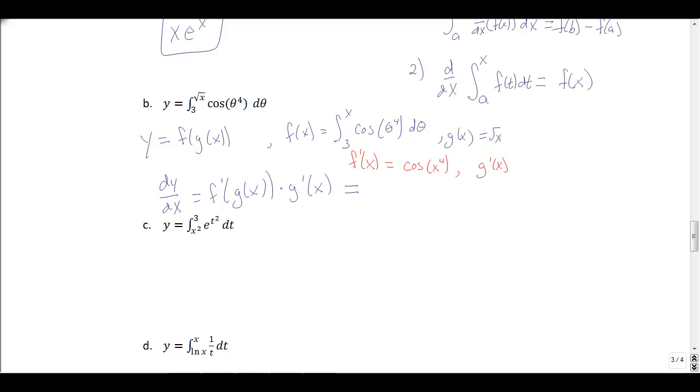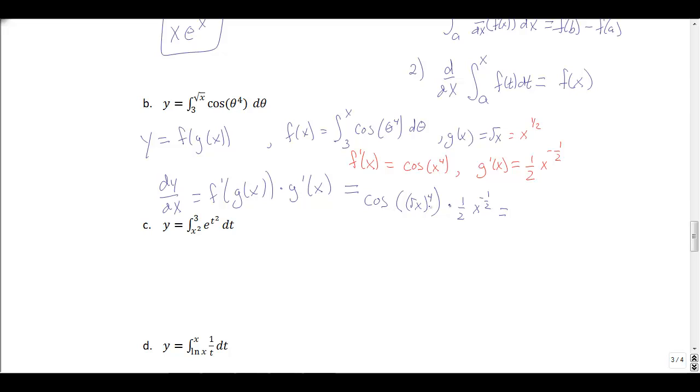g prime of x, so remember g of x is x to the 1/2, square root of x is another way to write that. So g prime of x is 1/2 x to the negative 1/2. So what I get is f prime is cosine x to the 4th, but it's f prime of g of x. So that's cosine of square root x to the 4th. But then I have to multiply by g prime of x, which is 1/2 x to the negative 1/2.